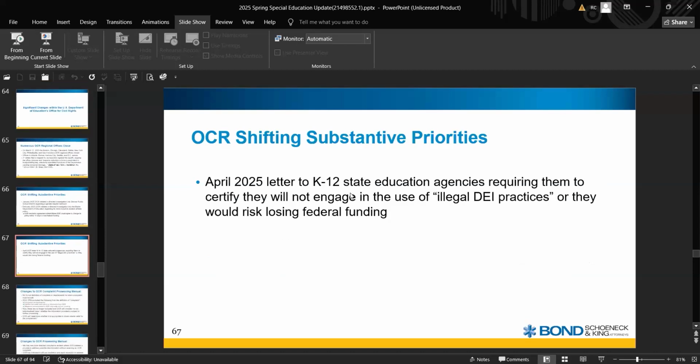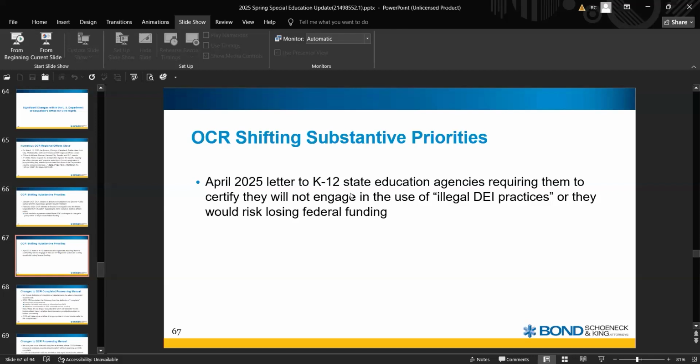Also, in April 2025, the OCR issued a Dear Colleague letter, which you're all probably familiar with. I like to say they have a very friendly title, Dear Colleague, and then they're not terribly friendly when you read the letter. But they issued a Dear Colleague in April that essentially said that the focus of this administration's OCR is going to be on ensuring that practices in K-12 school districts do not utilize illegal DEI hiring and selection policies.